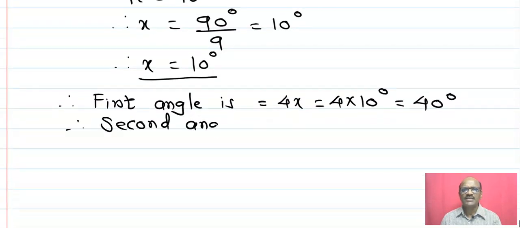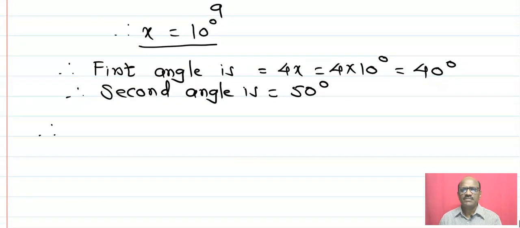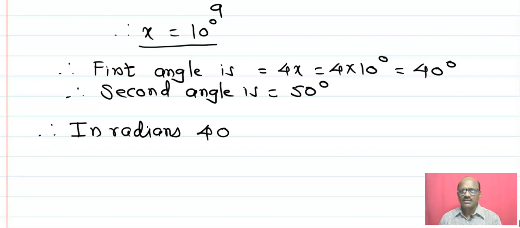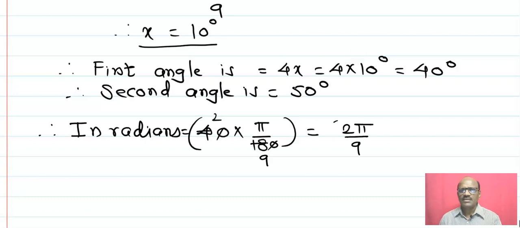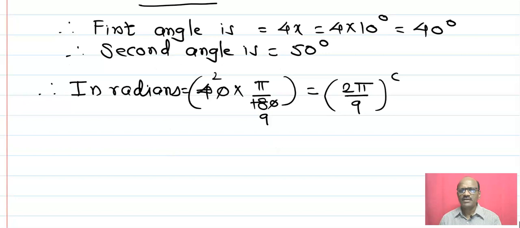And the second angle, now see this, the second angle, that is 50 degree. Now in radian, that is 40 degree. It is multiplied with pi upon 180. Therefore, that is 2 pi upon 9 radian. And the next is 50 degree.